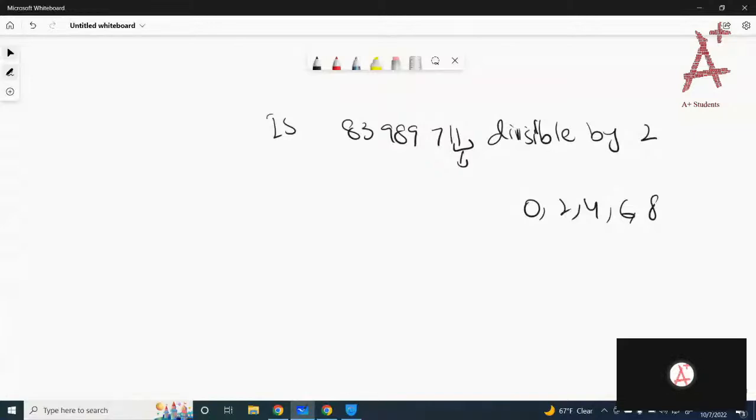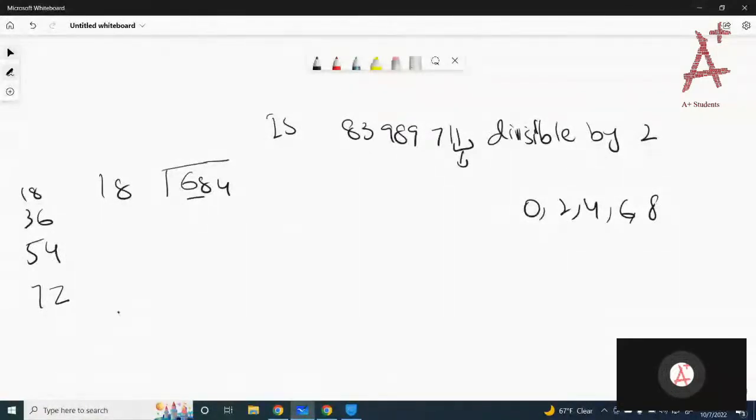Okay, the next one is 684 divided by 18. So we have to divide 684 by 18. 18 times 2 is 36. 18 times 3 is 54, I think. Yes, it is 54. And 18 times 4 is 72. So 72 is greater than 68, so we can go for 18 times 3.